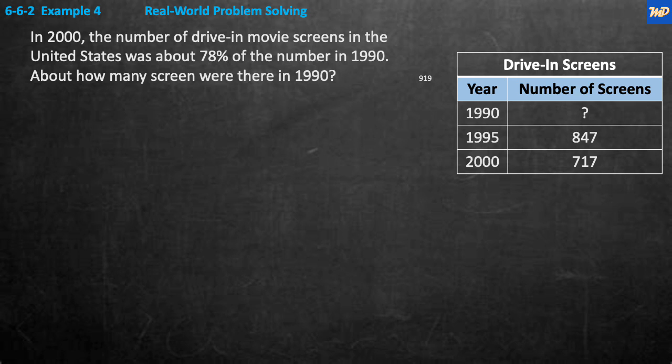Okay, example 4, real-world problem solving. So let's go through this together. It says, in the year 2000, the number of drive-in movie theater screens in the United States was about 78% of the number in 1990. So what that's telling us is that there are fewer now, because in 2000 there were 78% of what it was in 1990. How many screens were there in 1990?